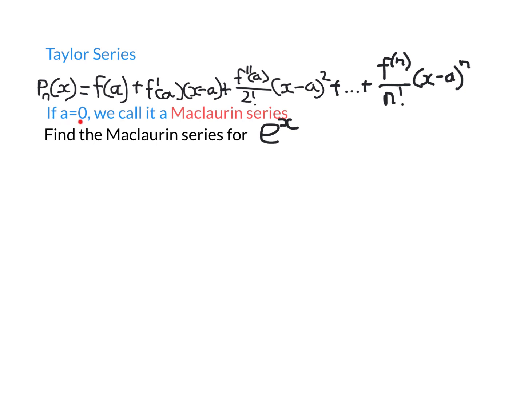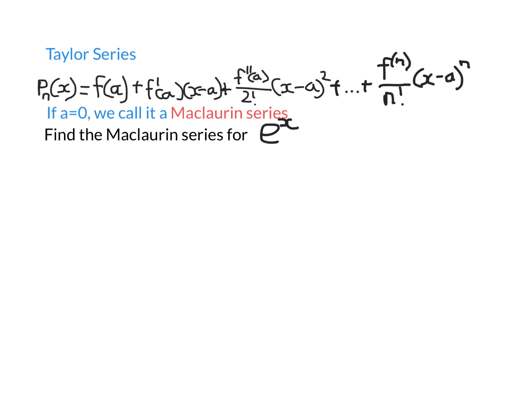Now, if a equals 0, so if we find an estimation of a function close to 0, we call this a Maclaurin series. Maclaurin series are way easier to work with. I mean, you can probably see that because of all these a terms, if a is not 0, this polynomial gets complicated very quickly. So we're going to look at an example where we find the Maclaurin series for e to the power of x. So Maclaurin series means we're going to do it around a equals 0.